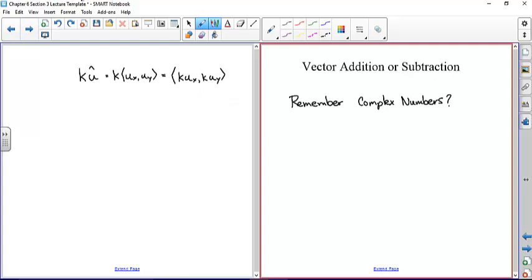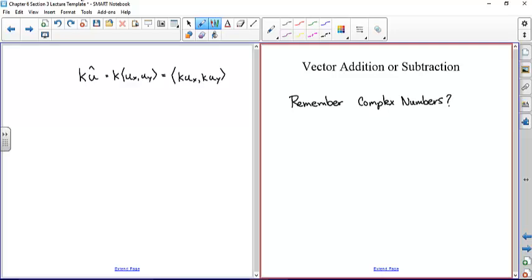Okay, so that's multiplying by the scalar. Then if we want to add or subtract vectors, there's two ways of doing it. There's actually three ways of doing it. One's graphically, and there's more than one way to do it analytically.